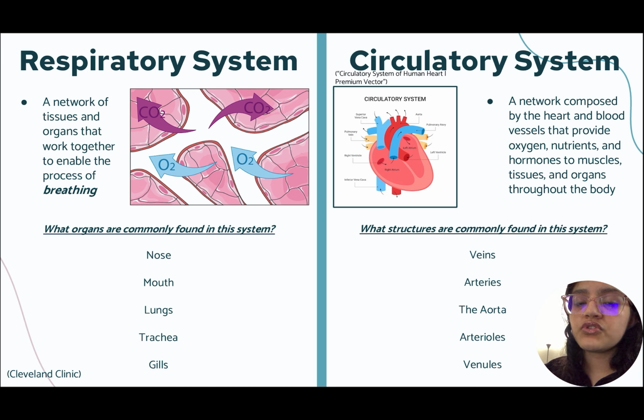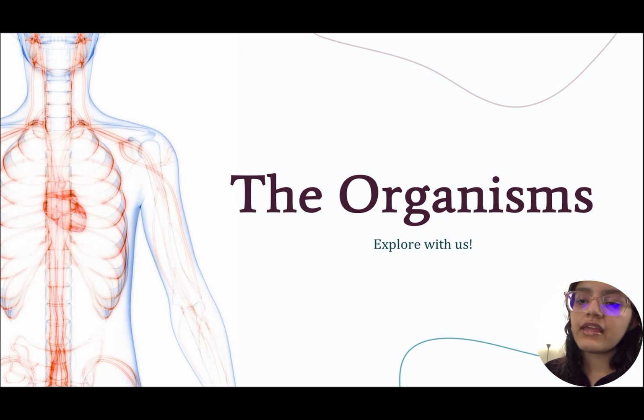Next, the circulatory system is a network composed of the heart and blood vessels, and these work together to deliver oxygen, nutrients, and hormones to structures like your muscles, your organs, and tissues all throughout your body. And structures that are found in this system include the veins, the arteries, the aorta, arterioles, and venules. Now we're going to get into our organisms.